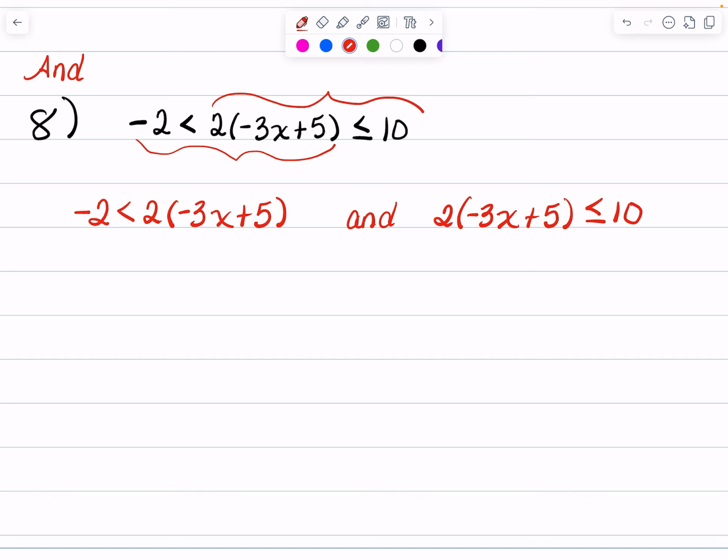Okay, so now that I've got my 2 inequalities separate of each other, again, we don't have to do it that way, but that's the method we're practicing. We're going to go ahead and do distribution first so we can get rid of these parentheses. So we are going to multiply negative 2 times everything in the parentheses. So I will have negative 2 is less than negative 6x plus 10.